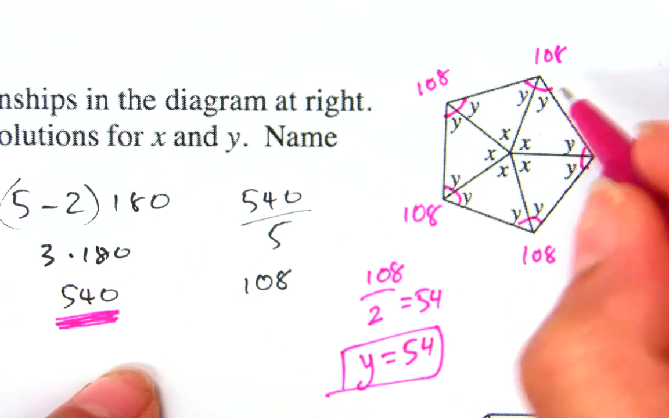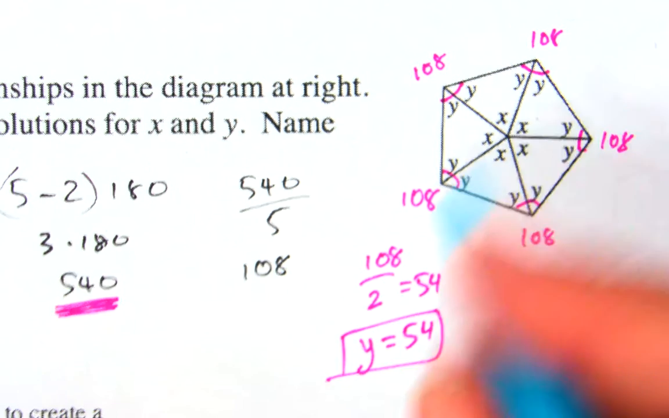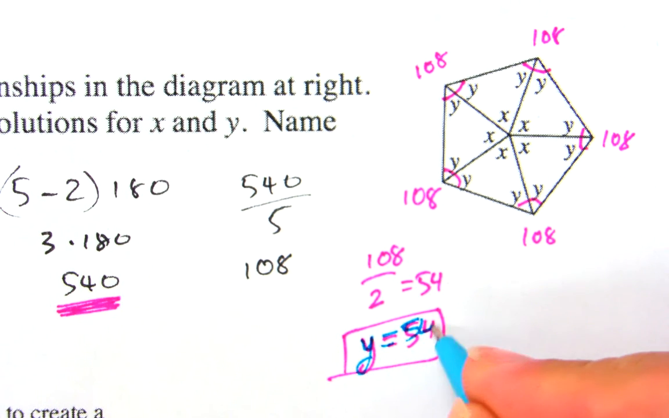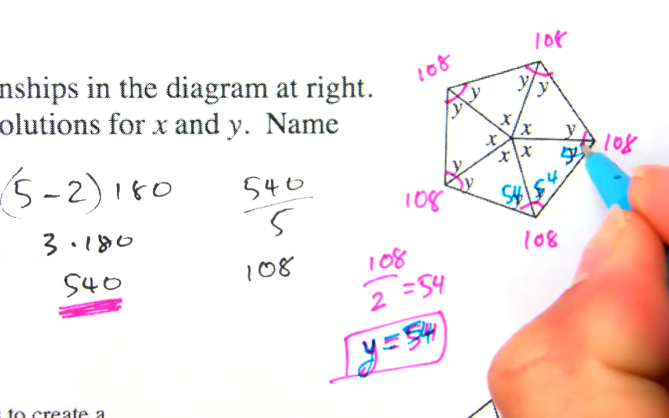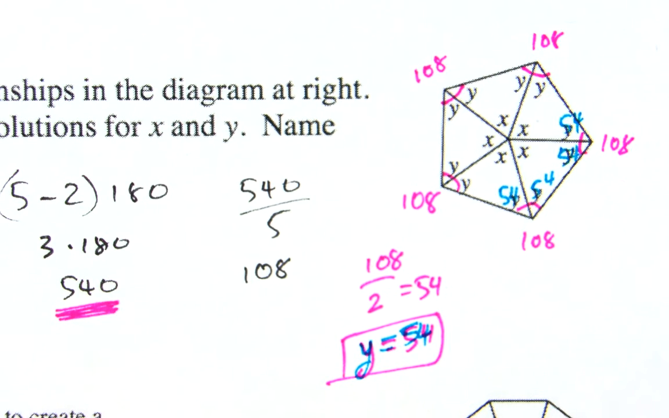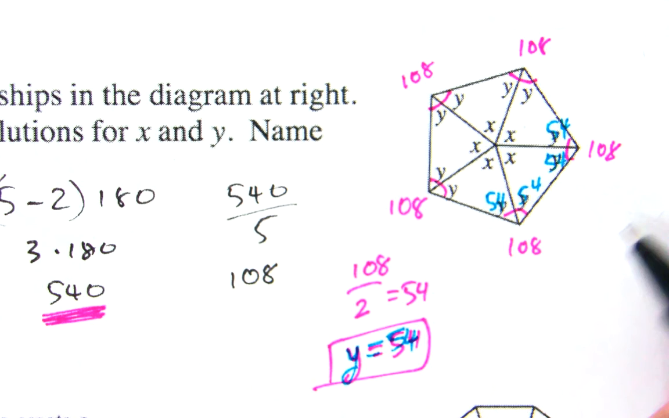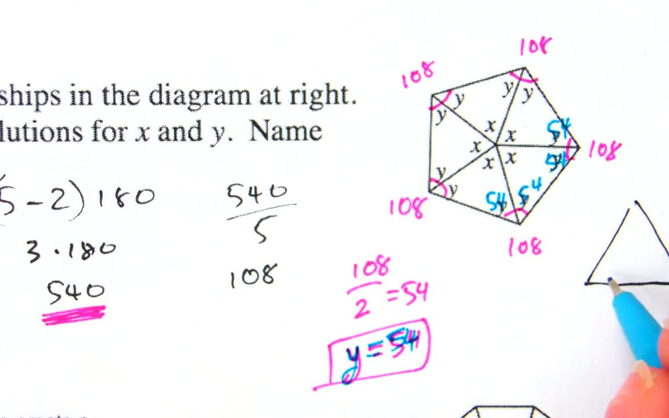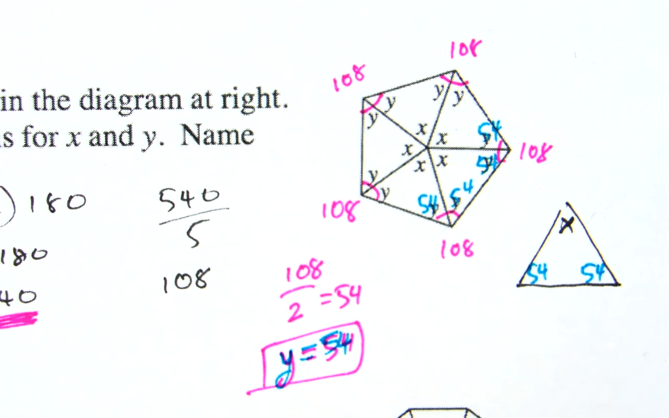Alrighty. So now I should do this in a different color so you're not confused. Y is 54. So this is 54 degrees, this is 54 degrees, this is 54 degrees, that's 54 degrees. You get the picture. Okay? So if that's 54 and that's 54, technically over here you have a triangle, right? It looks like this. This would make it 54, this would make it 54. And the question is, what is x up here? Because that's still a triangle. Okay, so you can find x on your own there.